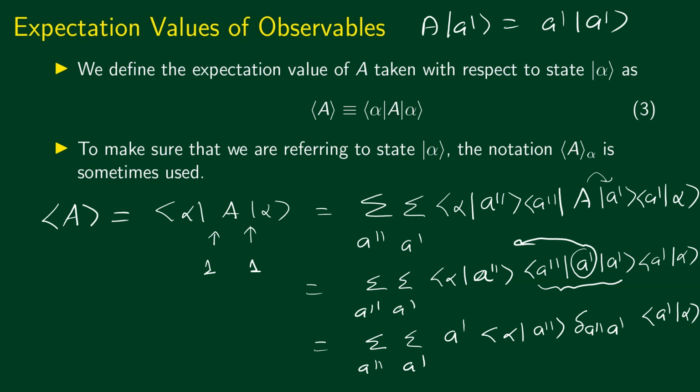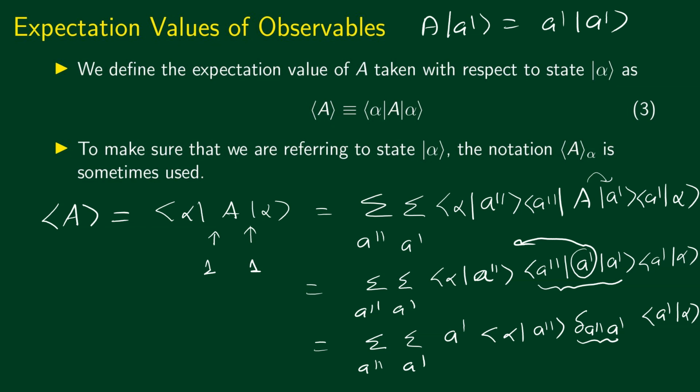Now there are two summations here. I can carry out one of the summations. Let's first carry out the summation over A double prime. Here we see that we have a term delta A double prime A prime. When I carry out the summation over A double prime, there's only one non-zero term, and that term corresponds to A double prime equal to A prime. This is the Kronecker delta. It says that if A double prime is equal to A prime, this is equal to 1, and if A double prime is not equal to A prime, this is equal to 0.